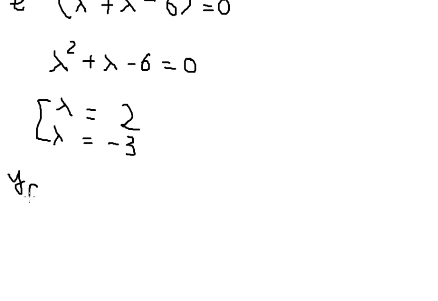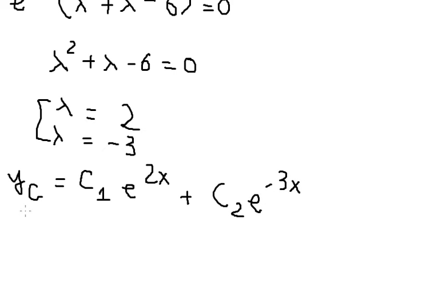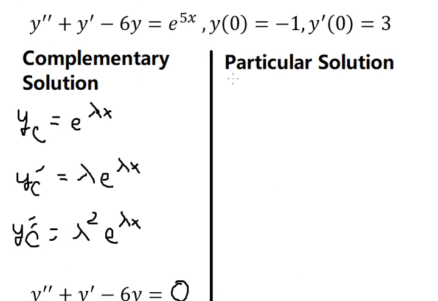So yc in here, we have c number 1, that is the constant number 1, e to the power of lambda s. Now we need to change lambda into number 2. So we have 2s, and c number 2 e to the power of negative 3s. And this is the first one. Now we go to particular solution.